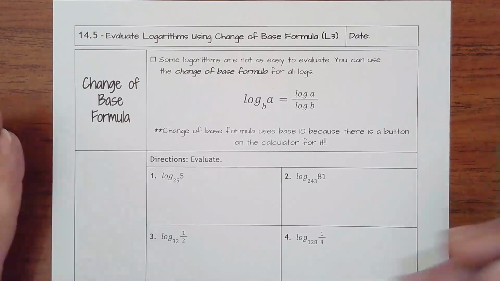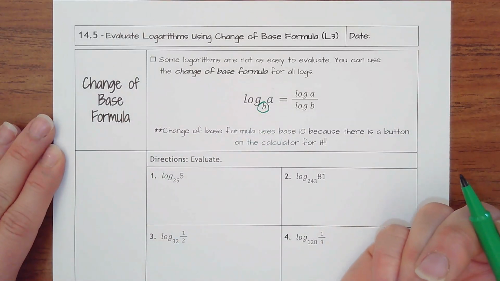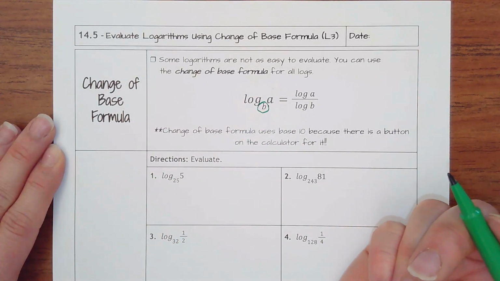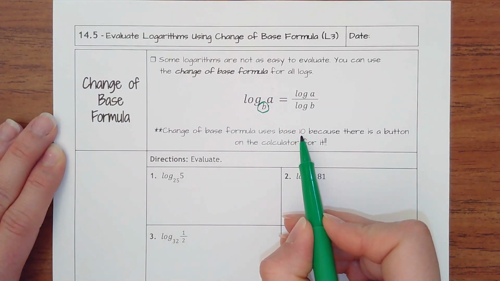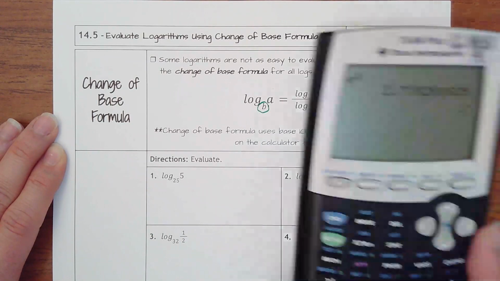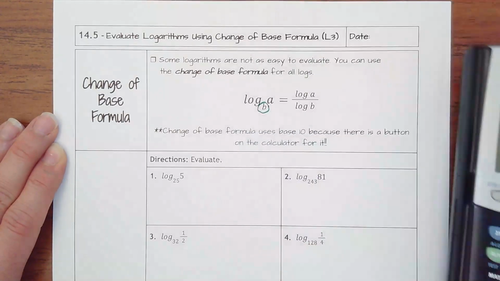It's called change of base because we've learned that sometimes the base is a different number in our logs, which is referring to the base and the exponent. Changing the base, we're going to use base 10 because there's a button for it. If you look at your calculator, the log button is right here under the x squared, right next to the number 7. So we'll use that button.